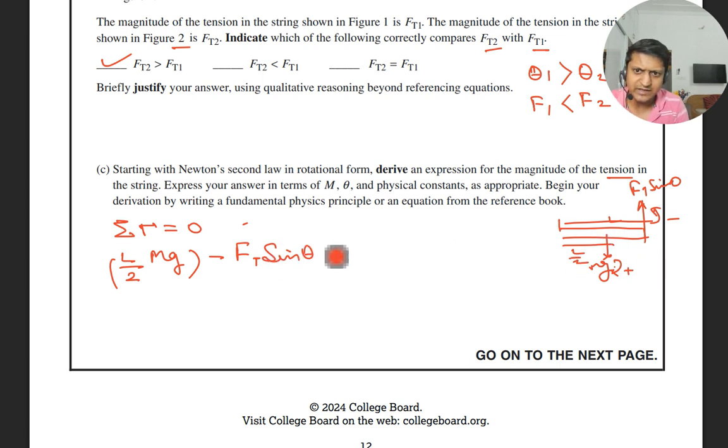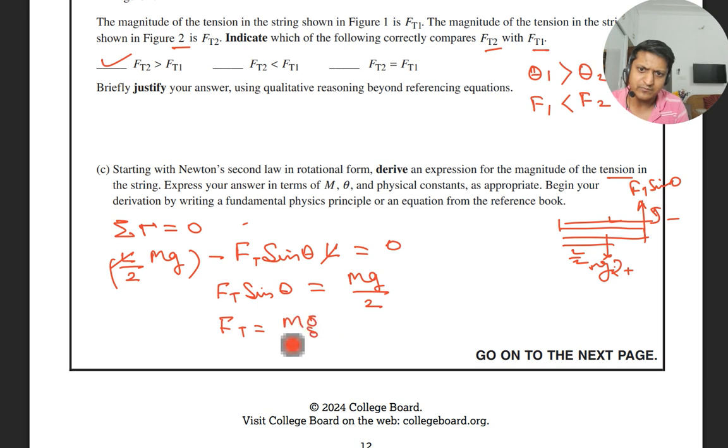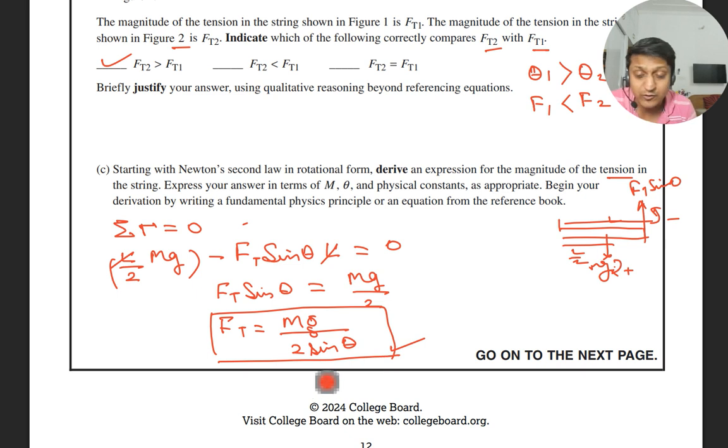So Ft is at L equals 0. With L and L going off, we will take that Ft sine theta will be equal to mg by 2. Ft will now be equal to mg by 2 sine theta. So this will be the formula for Ft.